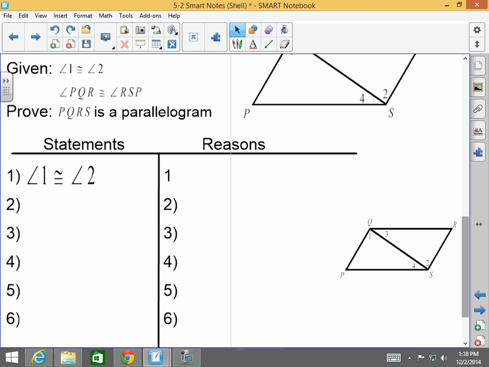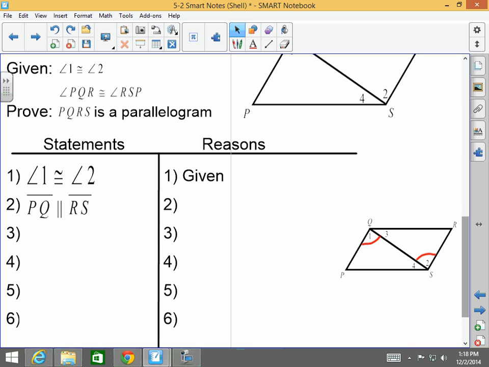So, let's get to it. Angle 1 is congruent to angle 2, that's given. So, don't forget, I'm not going to get lazy. Angle 1 is congruent to angle 2. Number 2, PQ now is parallel to RS.